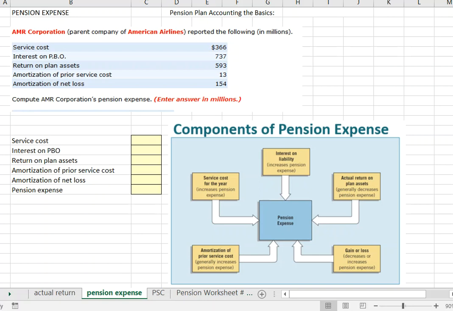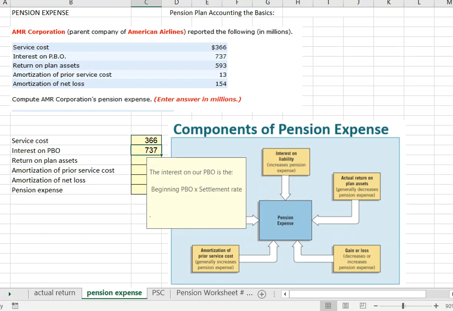Let's go ahead and calculate pension expense for the period. Our service cost is the present value of future benefits that employees have earned during the current period, and that was $366 million. Then our pension benefit obligation is going to accrue interest at the settlement rate, and the interest during our period was $737 million. Again, that's simply our beginning pension benefit obligation times the actuarially determined settlement rate.